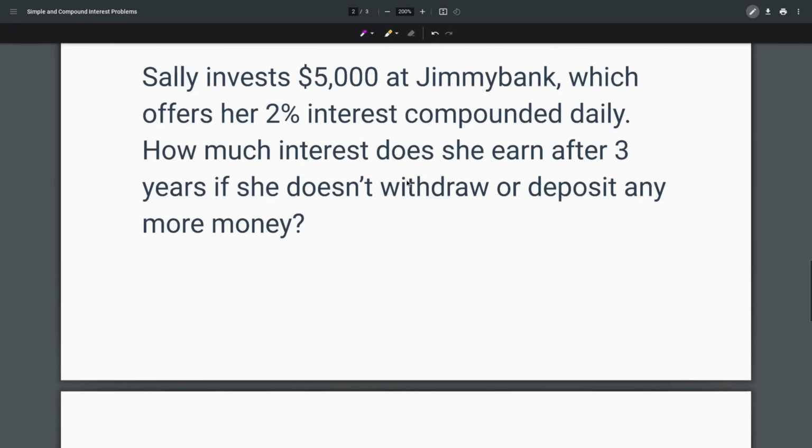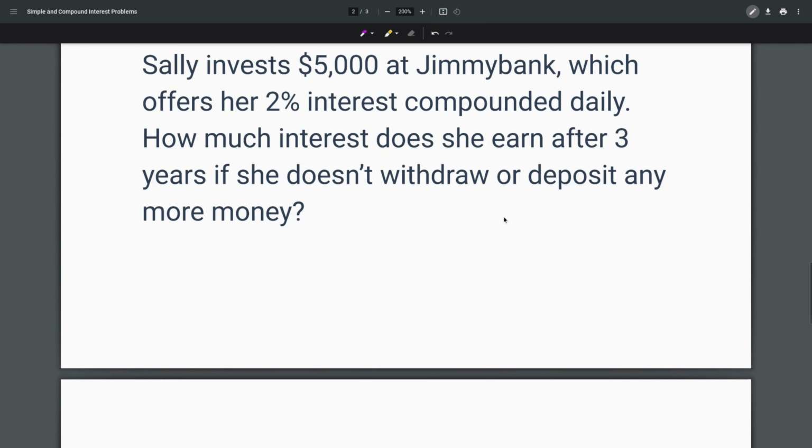Sally invests $5,000 at Jimmy Bank, which offers her 2% interest compounded daily. How much interest does she earn after 3 years if she doesn't withdraw or deposit any more money? So first off, we're going to calculate the total amount that she has, and then we're going to subtract the initial investment to figure out her interest.